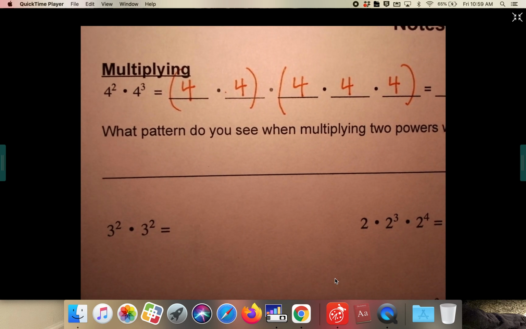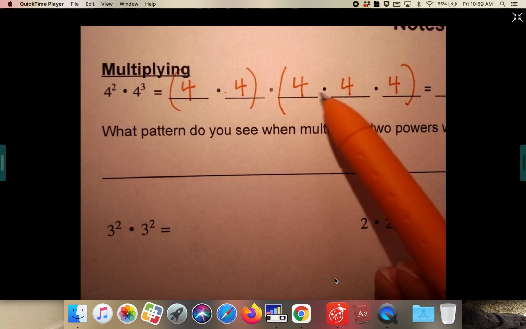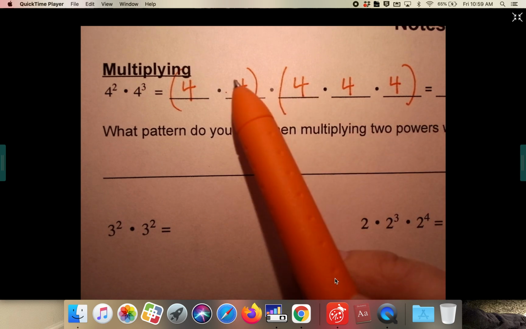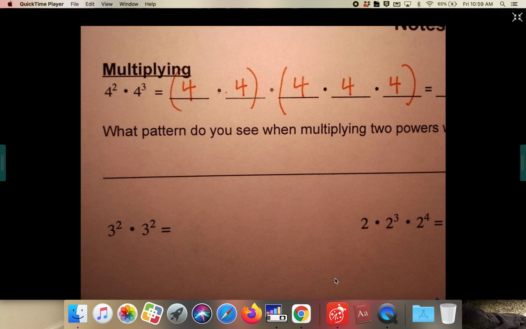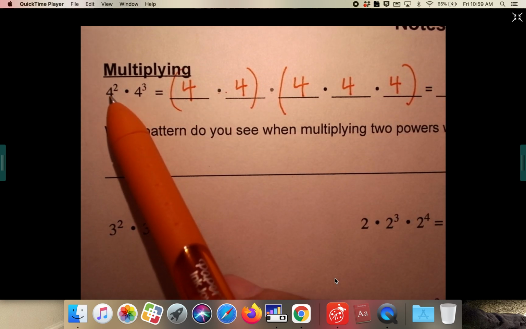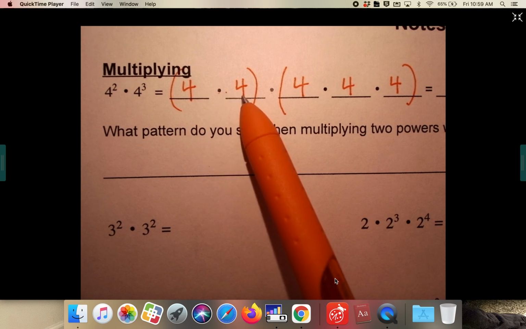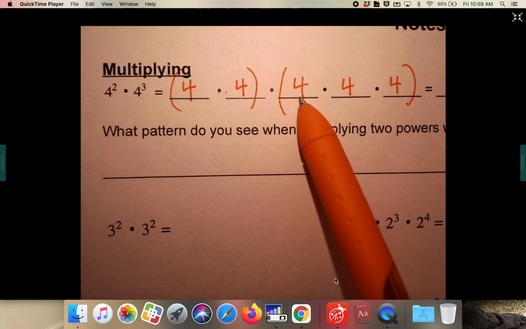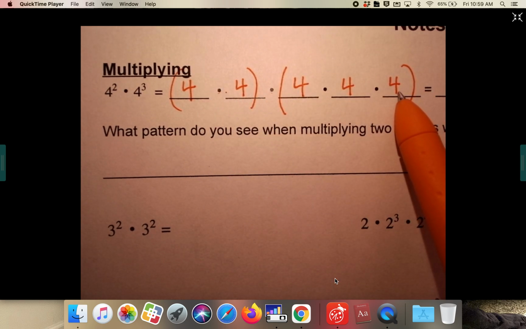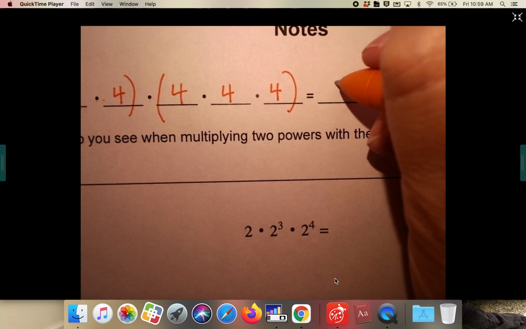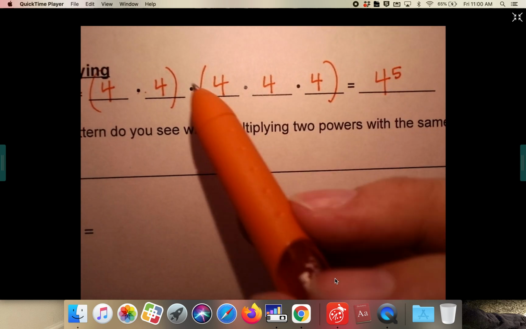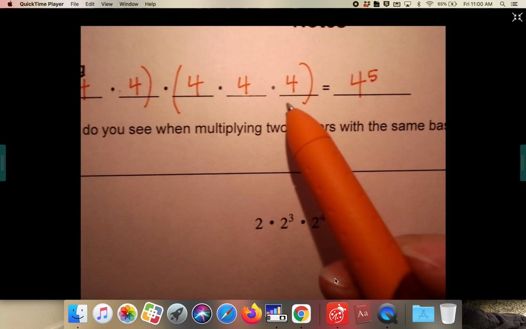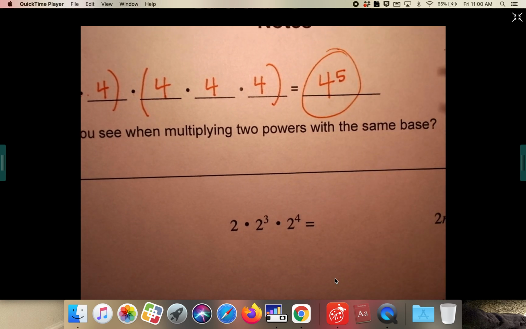All right, so what I want you to know is we have 2 4s and then we have 3 4s, and they're all getting multiplied, not added. So if we have 4 squared and 4 to the third, that is a total of 1, 2, 3, 4, 5 4s. So how you write that is 4 to the 5th power. Now, if I were to solve this, that would mean 4 times 4 times 4 times 4 times 4. But we don't need to solve it today. All I want you to do is write what it would be as far as an exponent.